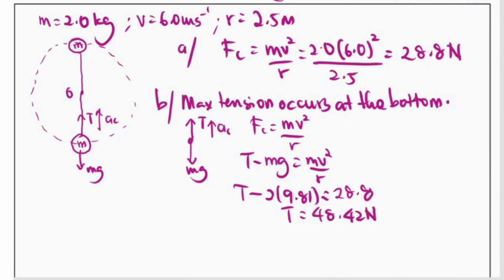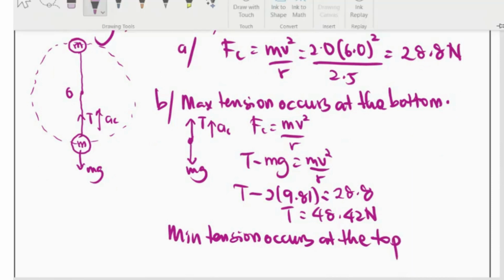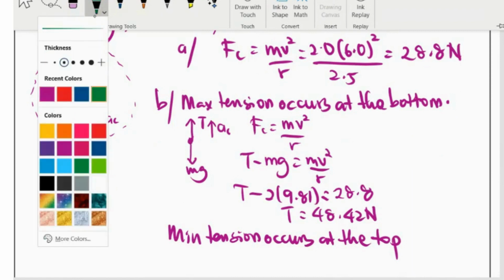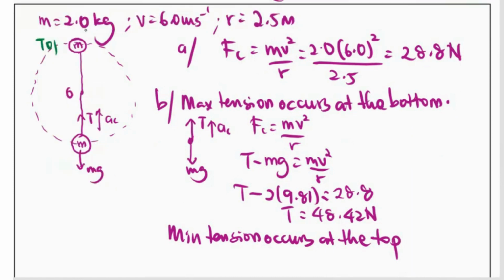48.42 Newton. Okay, next, minimum tension. The minimum tension will occur at the top of the circle. So this is the top of the circle, and this is the bottom of the circle.